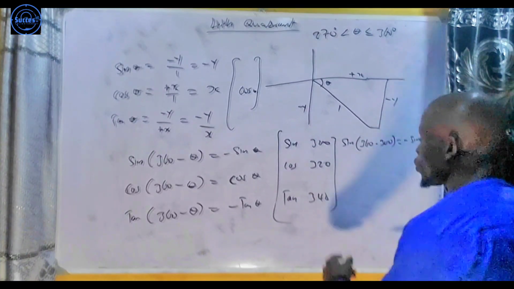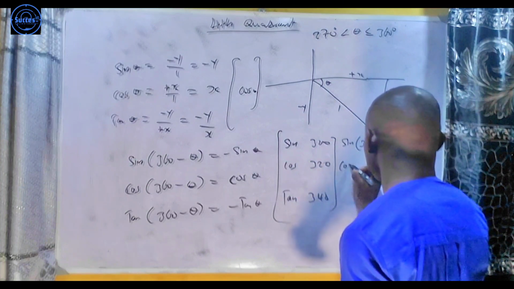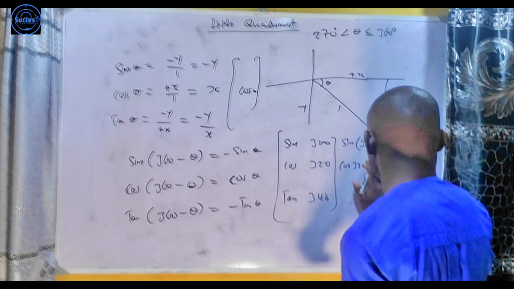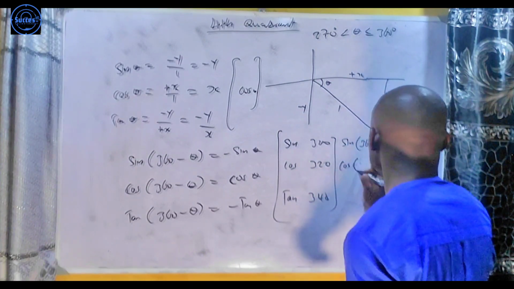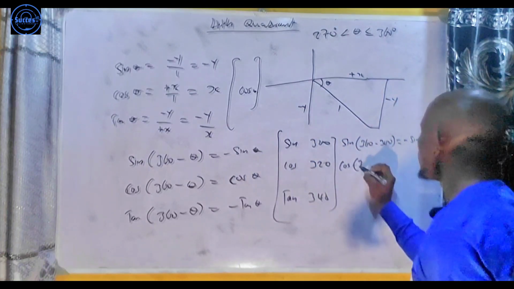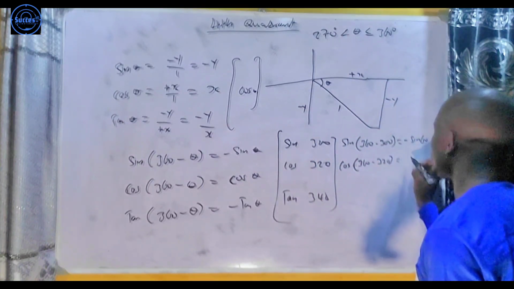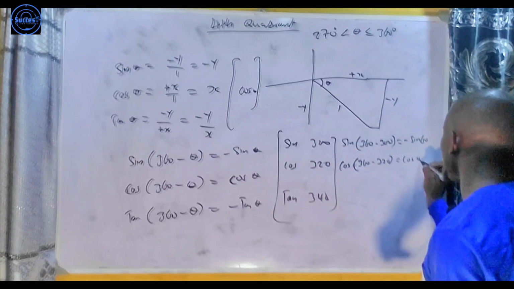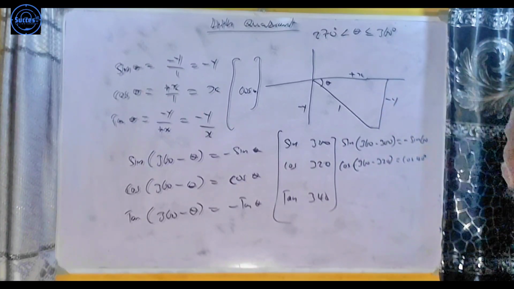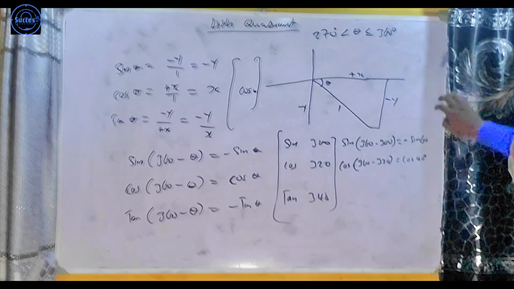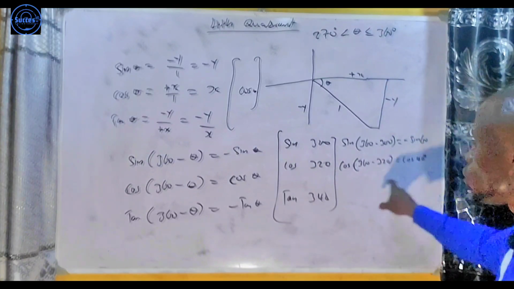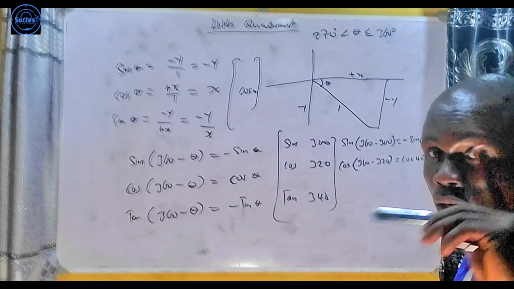So also the same thing with cos 320. Cos 320 is equal to, the formula will be 360 minus 320, so it is equal to cos 40 degree. This is the same as cos 40 degree that you find in the first quadrant. It is positive because only cos is positive in the fourth quadrant.